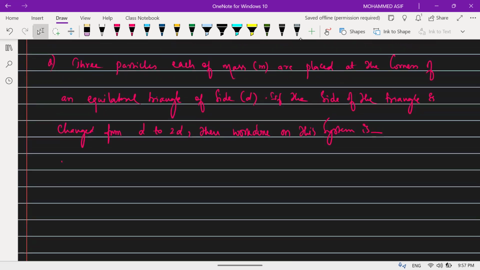We have three particles, each of mass m, placed at the corners of an equilateral triangle of side D. If the side of the triangle is changed from D to 2D, then the work done by this system will be how much? First option is minus 3 capital G m square divided by 2D. Second option is 3 capital G m square divided by 2D. Third option is G m square divided by 2D. Fourth option is minus 3G m square divided by D. Let's try.